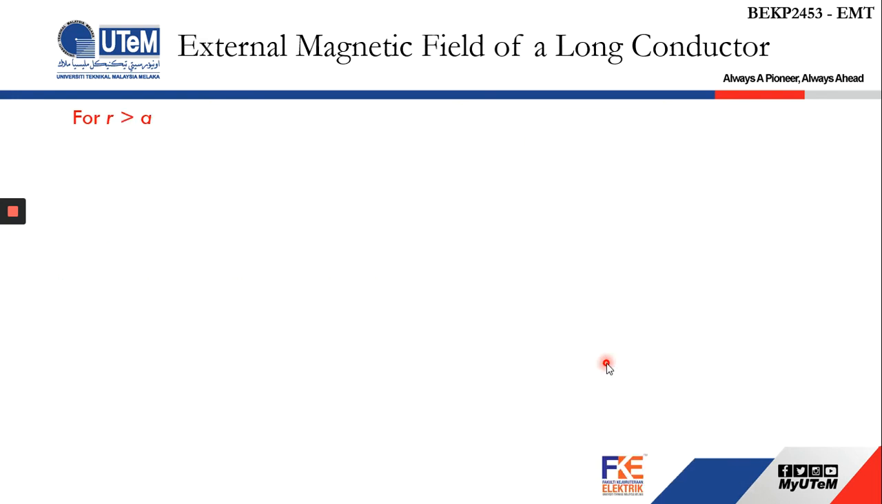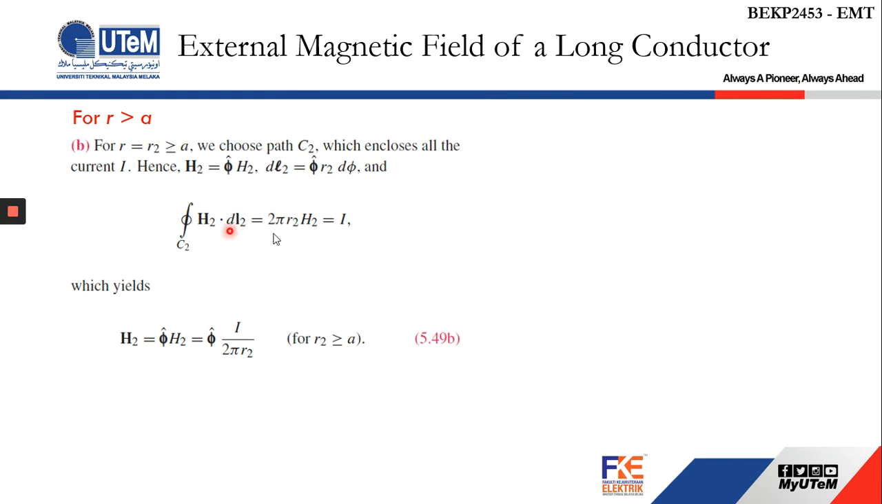So going back, I is now constant. There is no more ratio like the previous derivation. So we take 2 pi R2 to the right hand side, and we get this equation here. H2 in the direction of phi is equal to I divided by 2 pi R2 in the direction of phi.